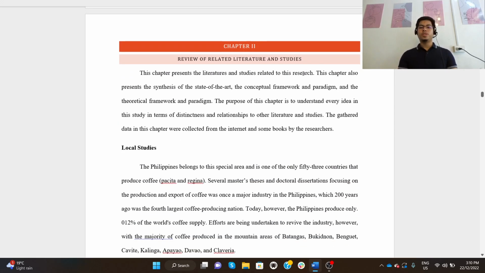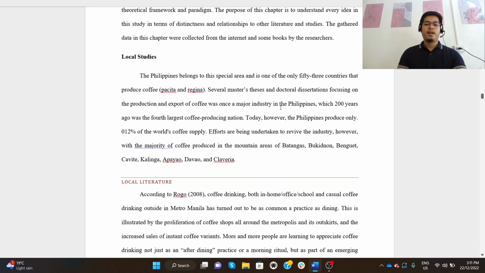Now let's proceed to chapter 2, review of related literature and studies. This chapter presents the literatures and studies related to this research, and also the synthesis of the state of the art, the conceptual framework and paradigm, and the theoretical framework and paradigm. The purpose of this chapter is to understand every idea in this study in terms of distinctness and relationships to other literature and studies. The gathered data in this chapter were collected from the internet and some books by the researchers. Okay, so we have the local studies. It's composed of the local studies and the foreign studies.